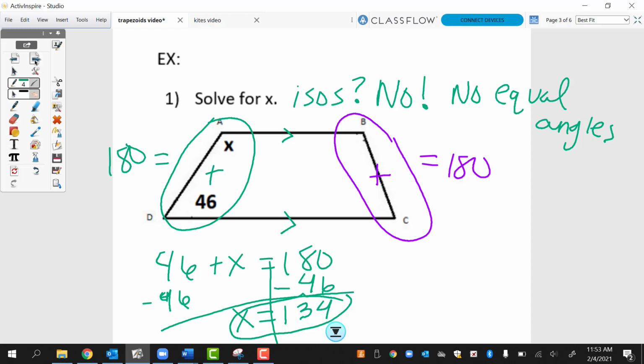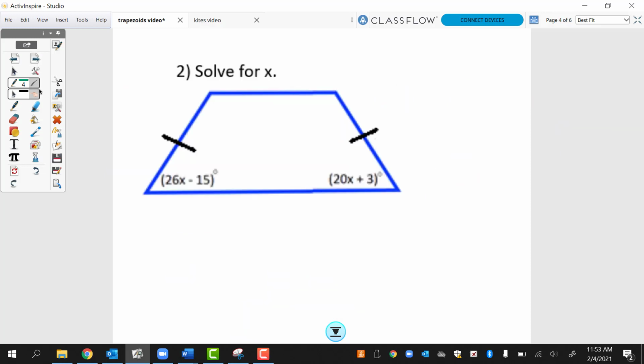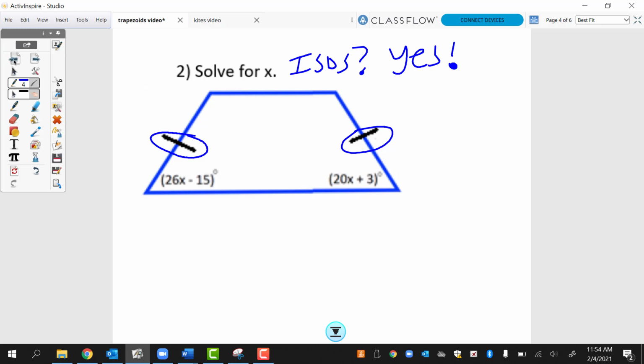Where's my thing? There we go. Next question. It says solve for x. The first thing I'm checking: is this isosceles? Do I see the tick marks? Yes, I do. That's what these are. So I'm looking at my picture and it says isosceles. Yes, we figured that out.